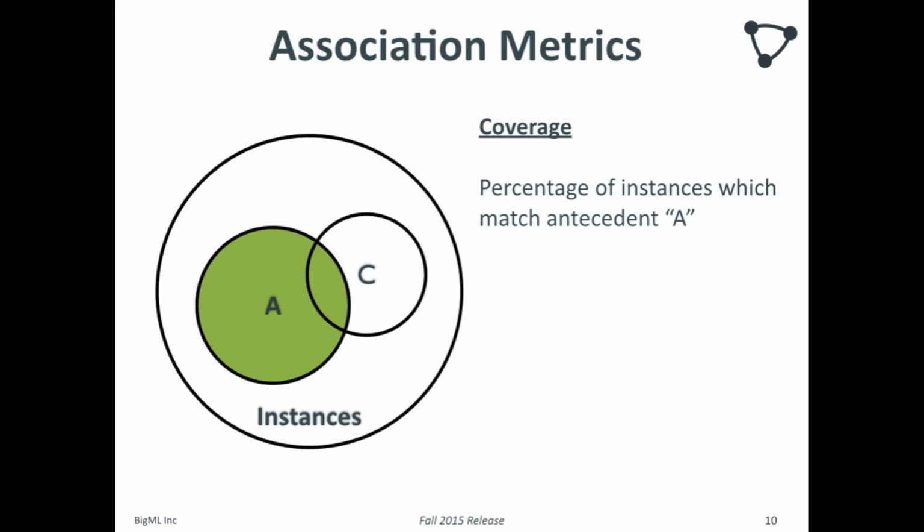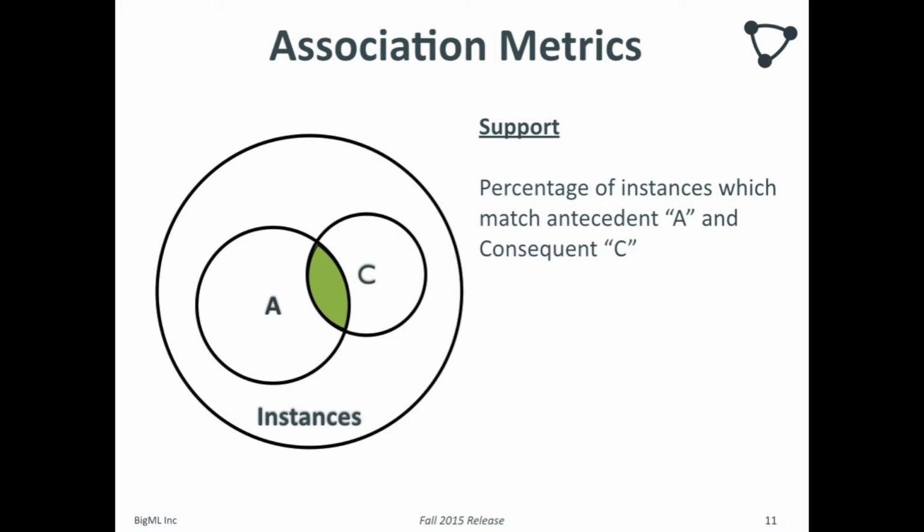The coverage of this rule is the percentage of the instances which match the antecedent. In this case, that's the area that's green. So it's literally just how much of your total data does the antecedent apply to. If you have a small coverage, this is a rule whose antecedent doesn't occur very often. If you have a large coverage, it's a rule whose antecedent occurs very often.